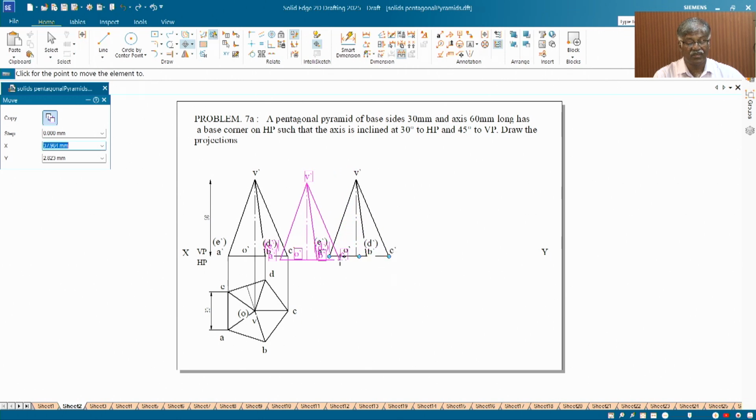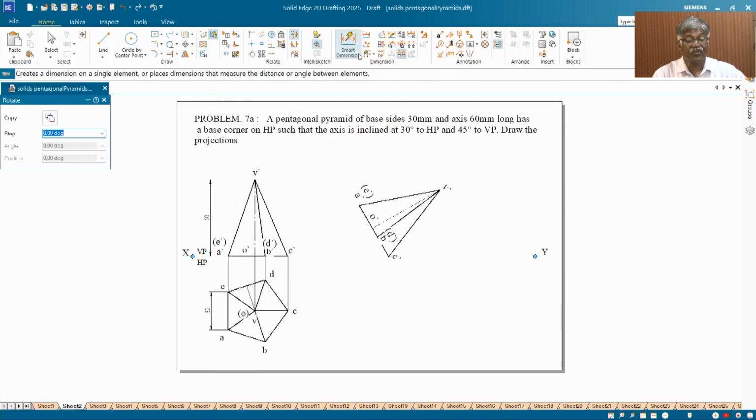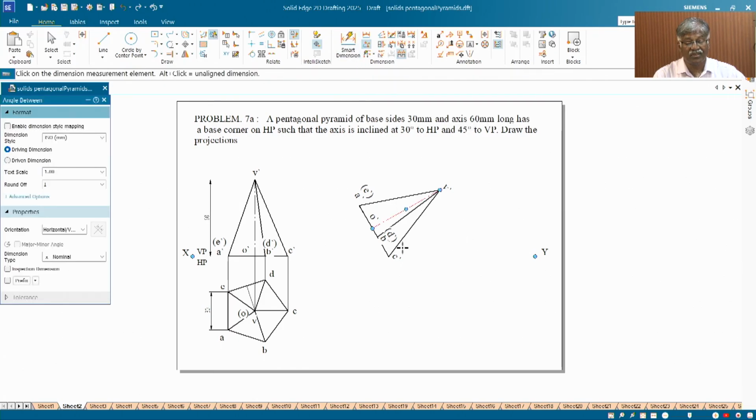So, this one, rotate. Yes, it is 60. Yes. Now see that this is blank. Now check for the inclination of the axis, whatever we want is to be available. See, this is 30 degrees.